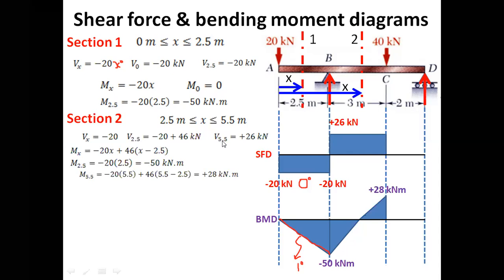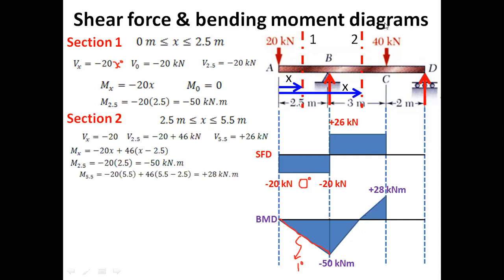And V 5.5 would be again plus 26 kilonewton. V 5.5 is at point C, so again plus 26 kilonewton. And then since we know that we have a 0 degree equation, the order of the equation is 0.